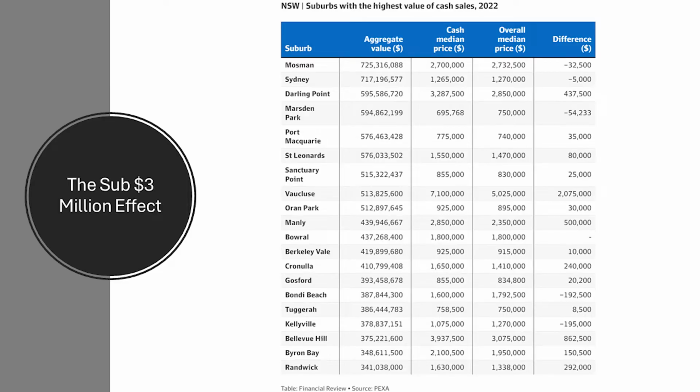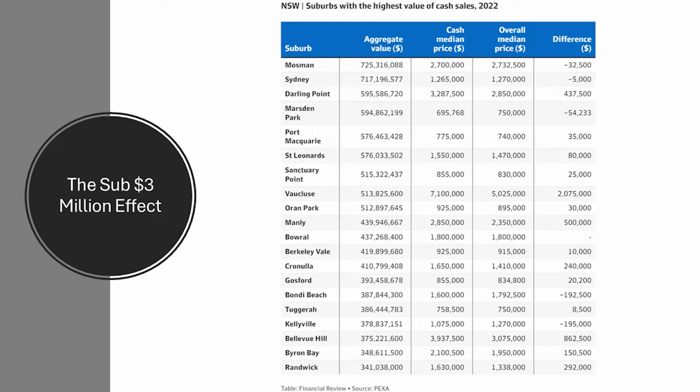There's a key part that people don't know in the market, and it's the sub $3 million effect. You'll see this is a 2022 graph, cash sales, in Sydney. The market that's actually affected by interest rates going up is primarily not suburbs that are over $3 million. A lot of them are actually bought in cash.